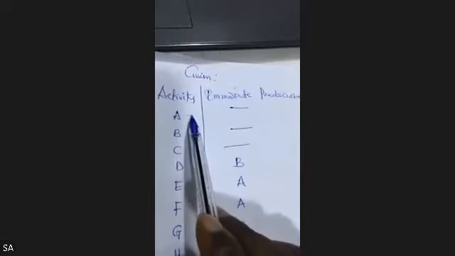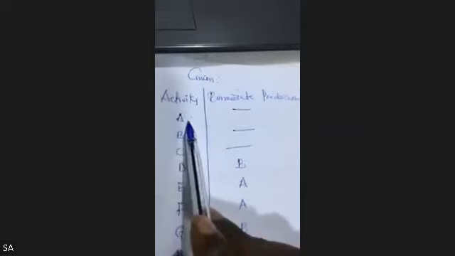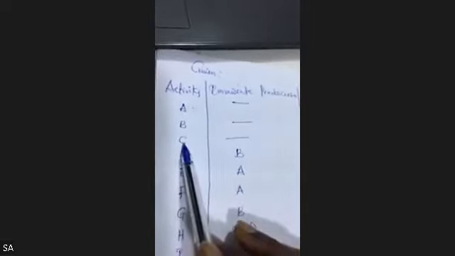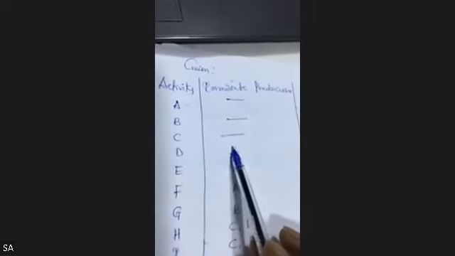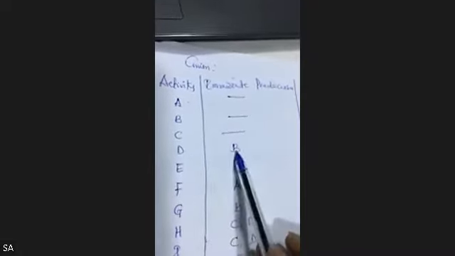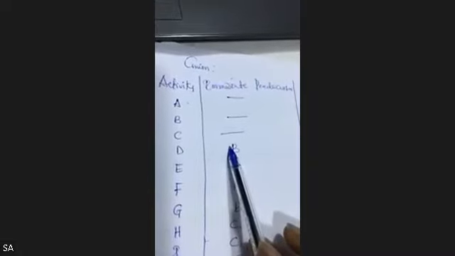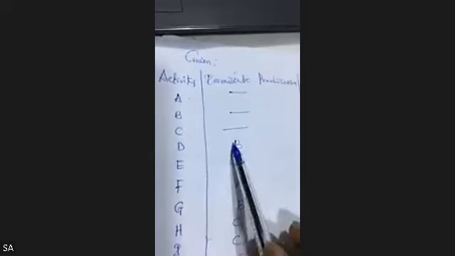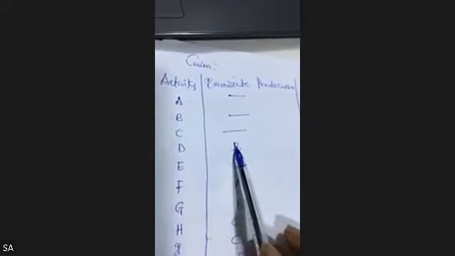If you see something like this, A, B, nothing comes before B. This dash means nothing comes before C. Now, B comes before D. That means D is an offshoot of B. In other words, activity B has to be completed before D starts. When B has been completed, D starts.